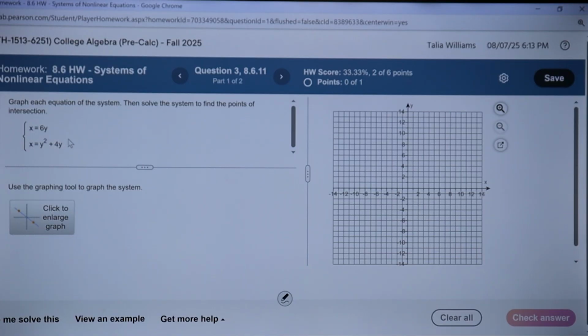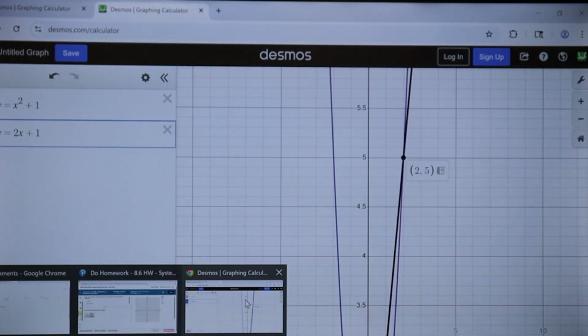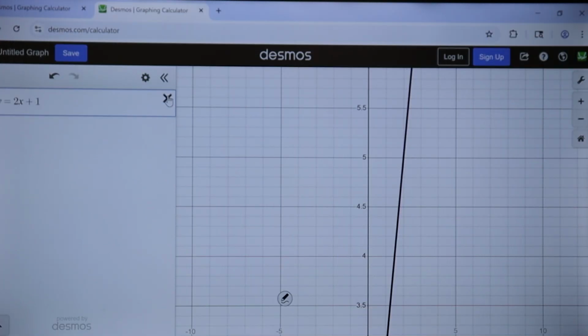X equals 6y and x equals y squared plus 4y. I thought I deleted this one because I don't like the y squared, because this is not a function. And we just had our whole chapter over functions. So y'all haven't really learned how to graph these because it's turned on its side. So let's go here. X equals 6y. This one's not confusing, it's just sideways.